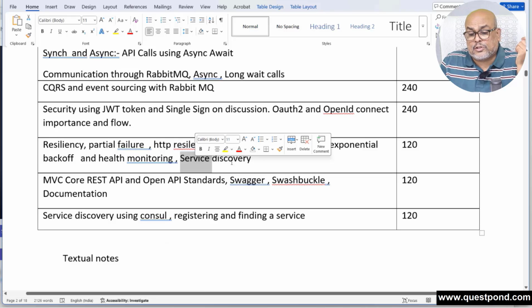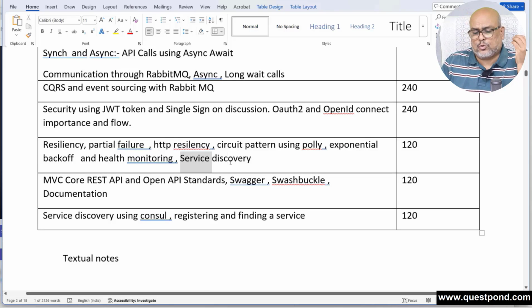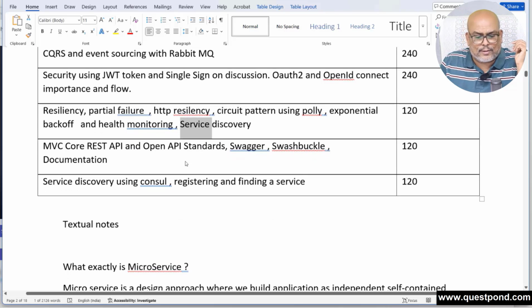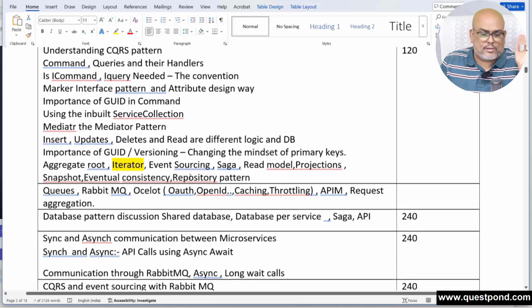Also, we'll be talking about service discovery, where we'll just go through the basics of it. And for service discovery, we'll be using APIM to implement it. And many more things I'll be adding here.